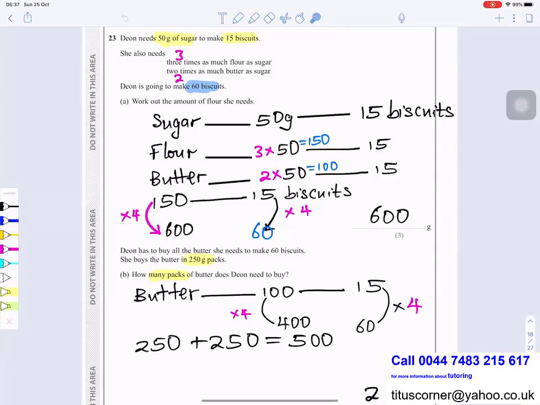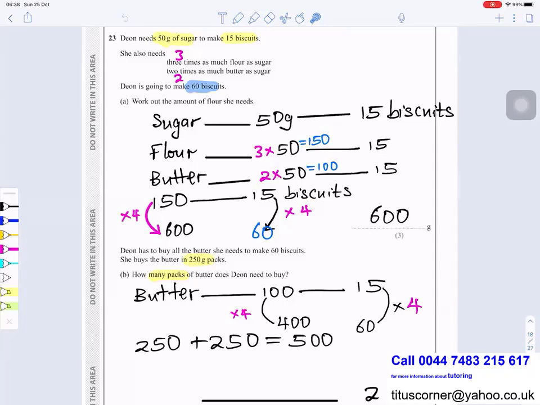Flour, 50 grams would make 15 biscuits. When you times by 3, it gives you 150, because it means 3 times more. So 3 times 50 is 150 to make 15 biscuits. Butter is 2 times more. From the question, 2 times as much butter as sugar. So 2 times 50 gives you 100. So for butter, 100 would make 15 biscuits.